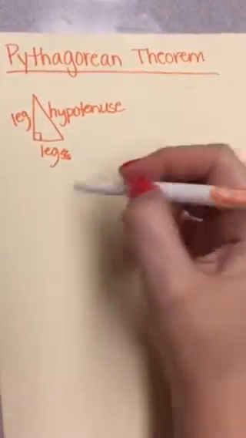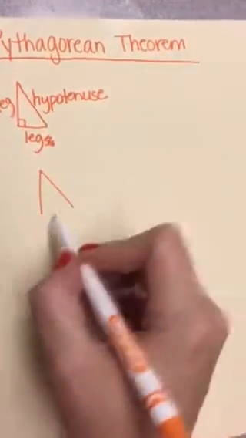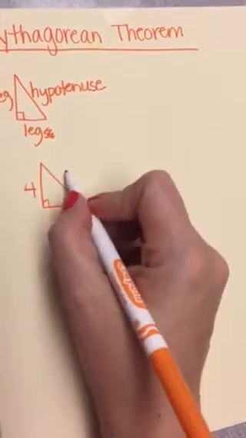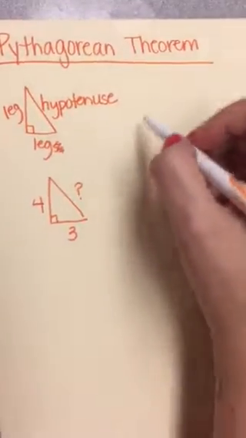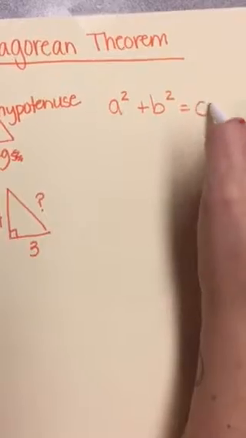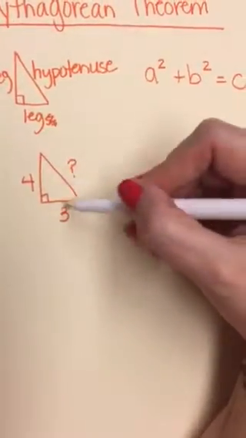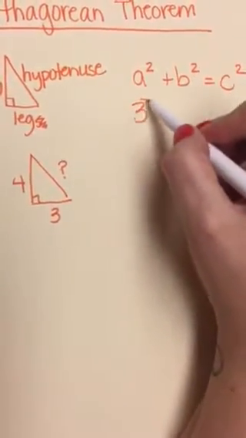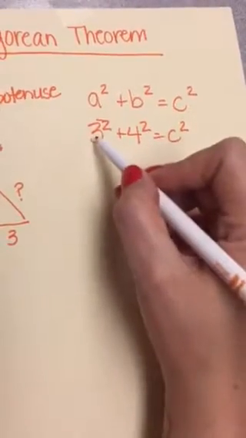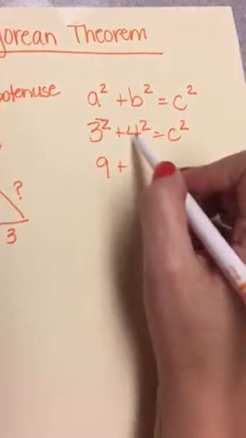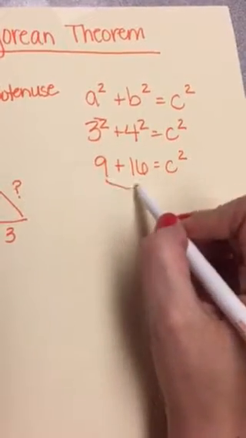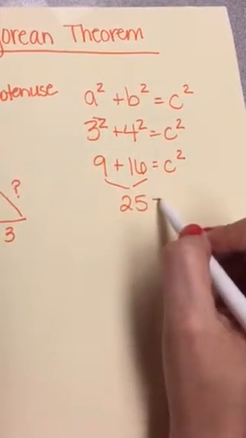So we want to find the missing side. So for example, if we have a right triangle that has a side 3 and a side 4, and we want to find the missing side, the hypotenuse, we would use this formula, a squared plus b squared equals c squared. So a and b, doesn't matter which side is which, so we're going to say 3 squared plus 4 squared equals c squared. So 3 squared is 3 times 3, which is 9. 4 squared is 4 times 4, which is 16, equals c squared. 9 plus 16 is 25, equals c squared.